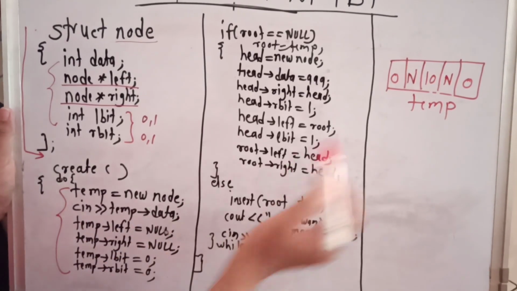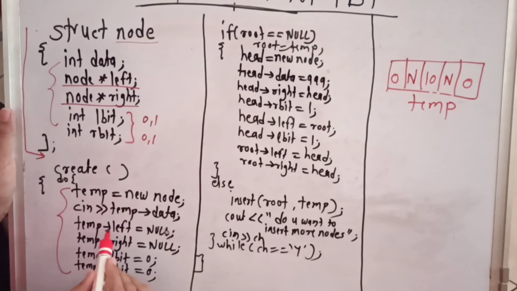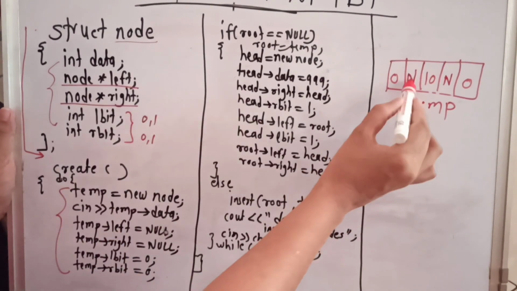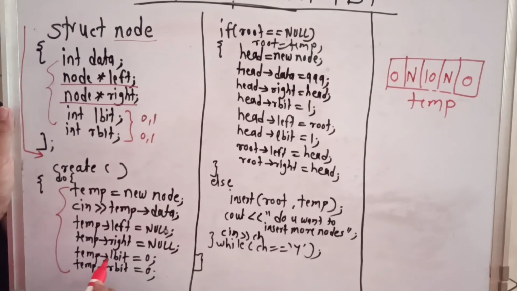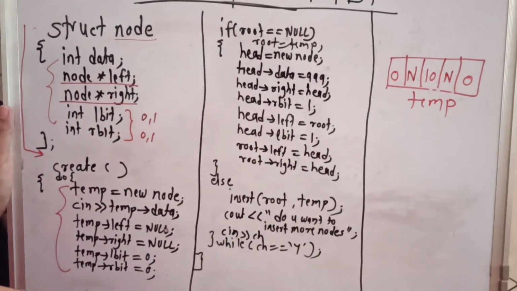Then you can accept the data from the user. Then set initially both left and right values to null, as we are not going to attach any children right now. And initially the L bit and R bit values should again be 0. So this is the node creation.